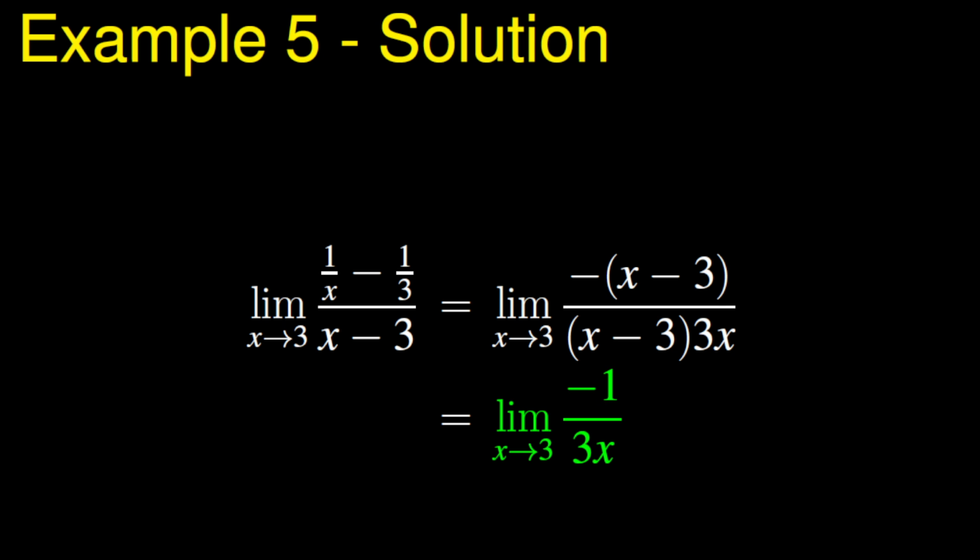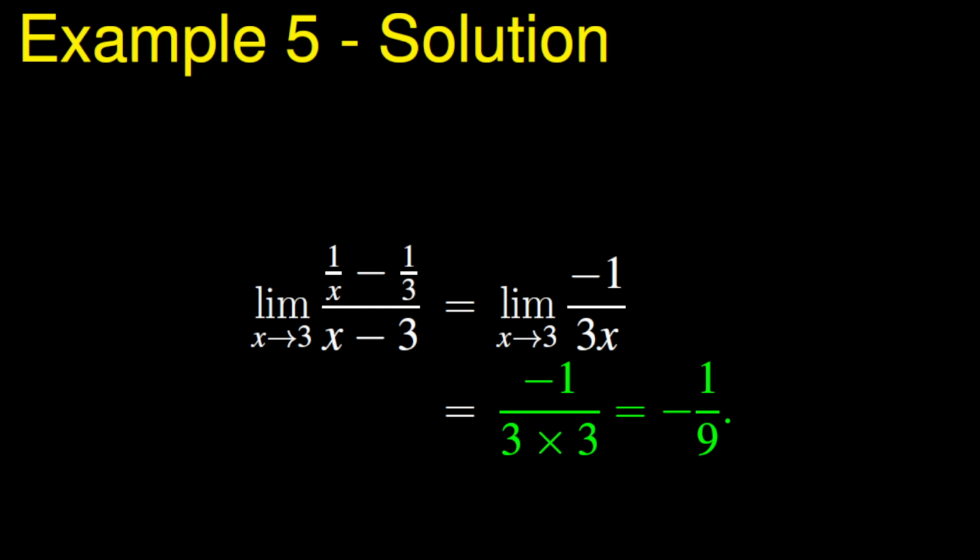This new expression does not have the term that was causing the 0 over 0. We should be able to compute the limit by using the quotient law, by dividing the limit of the numerator by the limit of the denominator. This is the same as plugging the value 3 into the expression.